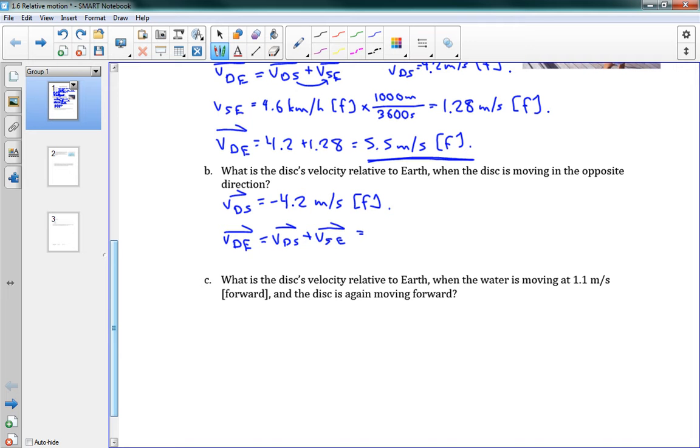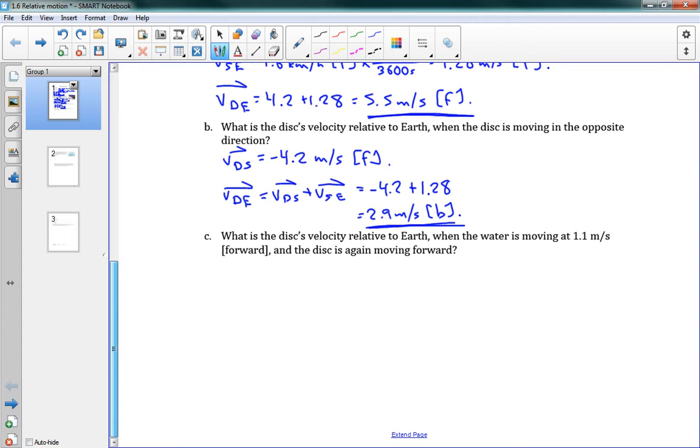And this gives us now negative 4.2 plus 1.28, which gives us 2.9 meters per second. You notice that our answer is negative 2.9, so I'm making it positive, and I'm just saying that this is going to be in the backwards direction. There's our final answer. Okay, one more here.